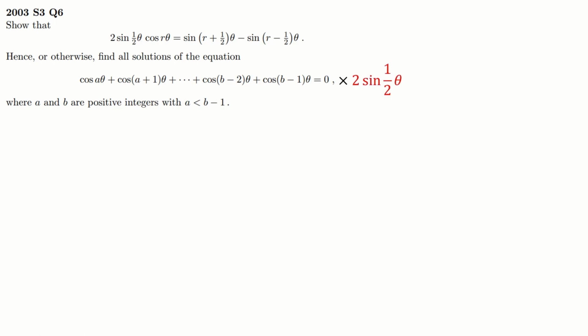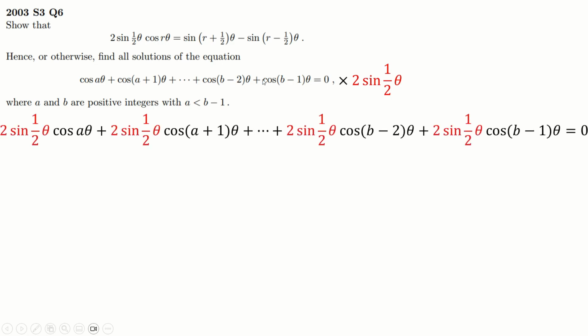Let's just times this equation by 2 sine a half theta, and just put 2 sine a half theta in front of every single one of these cosines like this. Because now I can replace individually all of these with this line here. Maybe this is a terrible idea, maybe it's not. That's the whole point of STEP, is that we're just going to try it and see what happens.